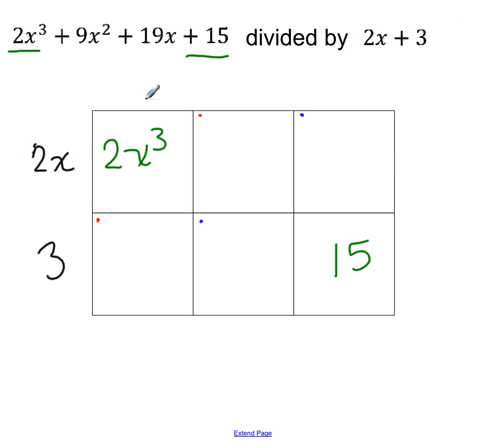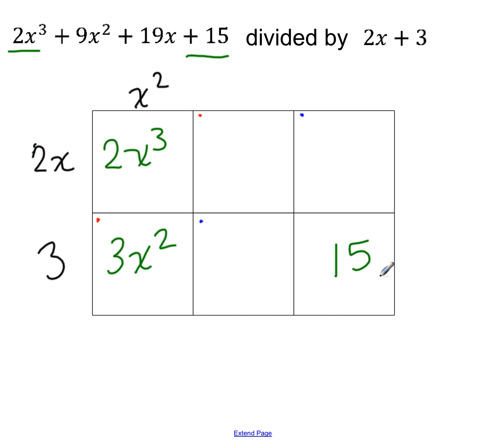2x times what gives me 2x to the third power? 2x times x squared. That gives me 2x to the third power. Well, now that means I can fill in this box down here. X squared times 3 is 3x squared. Okay, so that's all I can do right now.